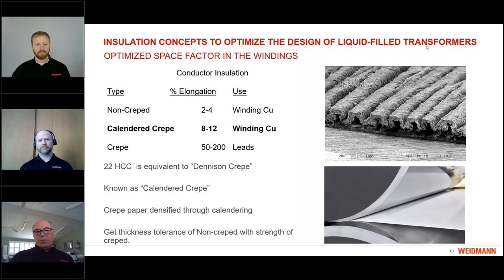So the second process that's used once it's creped is it goes through a calendaring process. This lower right photo is a close-up of a calendar with a paper product going through the calendar. So it's 2 steel rolls that come to a nip location, and that densifies the paper, and it also gives you a very uniform thickness. So by first creping to increase elongation and then calendaring, you end up with the thickness tolerance of a normal flat non-crepe paper, but with the strength and elongation of a creped paper. And by using that paper, you can definitely increase the space factor in your windings.